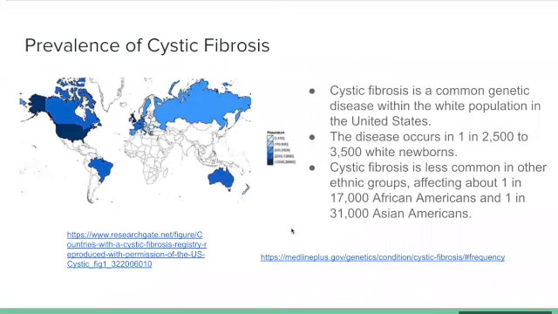So the prevalence of cystic fibrosis, it's pretty common within the white population of the United States. The disease occurs in 1 in 2,500 to 3,500 white newborns. However, cystic fibrosis is less common in other ethnic groups, affecting about 1 in 17,000 African Americans and 1 in 31,000 Asian Americans. So here's this little diagram that shows you that in the US and Alaska, they have the highest population of cystic fibrosis people, while everywhere else has a lower rate. And in this diagram, you can see that the blue of the populations is not as dark.